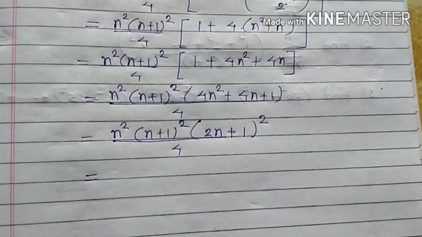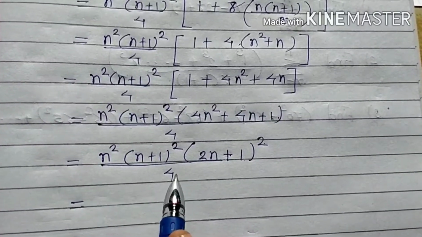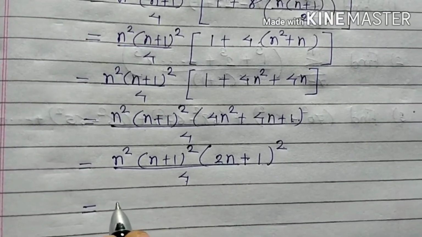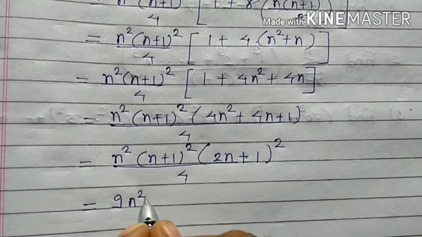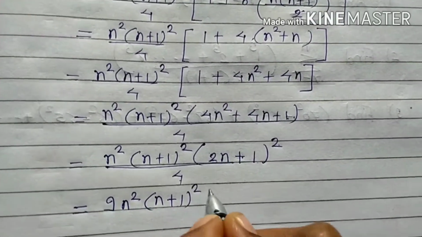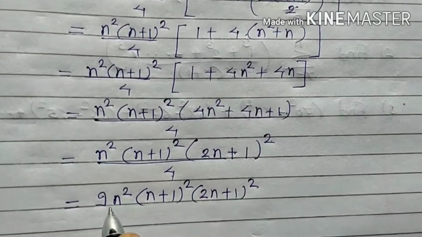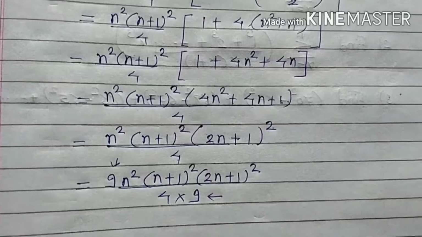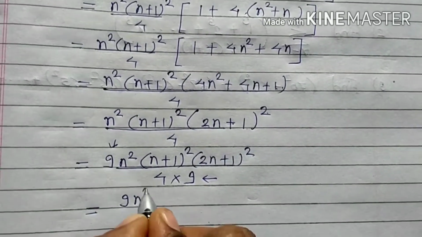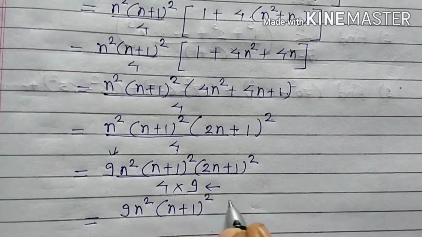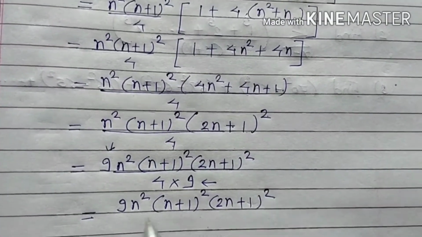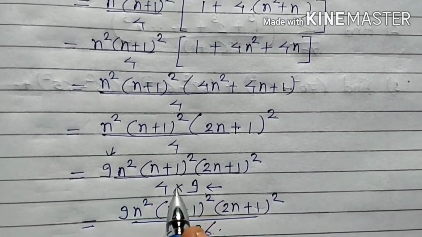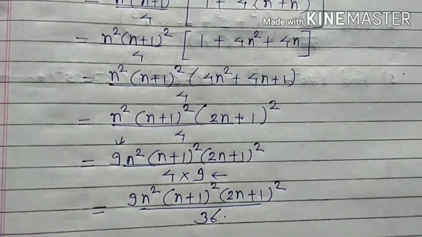Okay, now here we want 6, meaning 36, so I am multiplying and dividing by 9. So it is 9 n square into n plus 1 square into 2n plus 1 square upon 4 into 9. These two terms I am adjusting here. So it is 9 n square into n plus 1 square into 2n plus 1 square upon 36. There is no need to show this term, here it is only for your understanding.